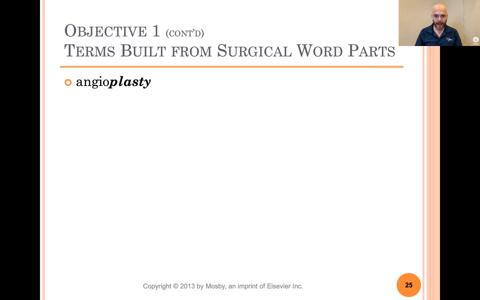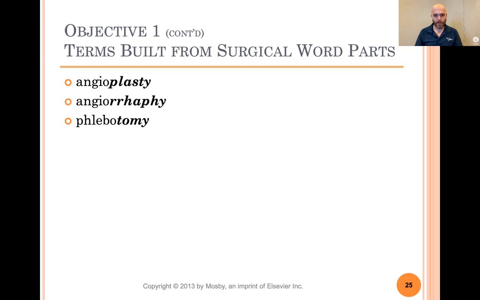Angioplasty. So remember, angio means blood vessel. Plasty means surgical repair. So this is surgical repair of a blood vessel. Angiorrhaphy. What did rrhaphy mean? Rrhaphy meant suturing. So this is suturing of a blood vessel.